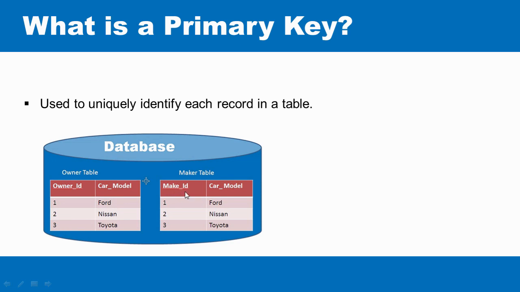Also, we've got this make_ID. You can see they are all unique. So every table should have at least one primary key. Every table should have one primary key used to identify each record in a table.